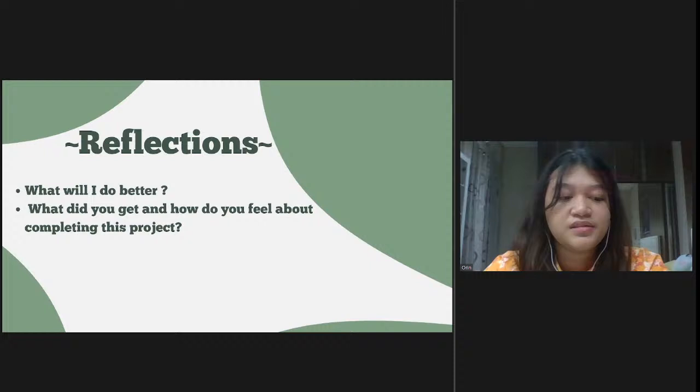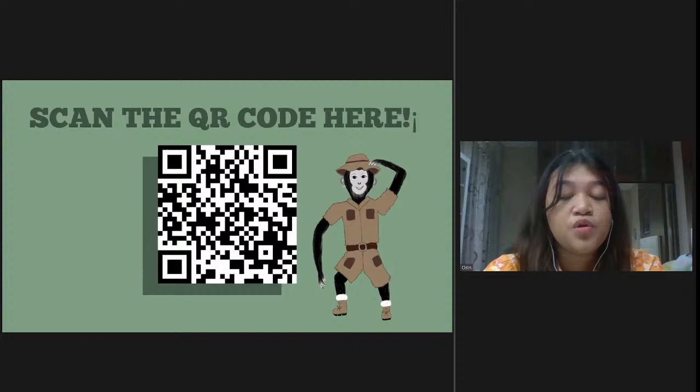And yes, so here's the QR code. If you wanted to know more about my CP, you can scan the QR code here.